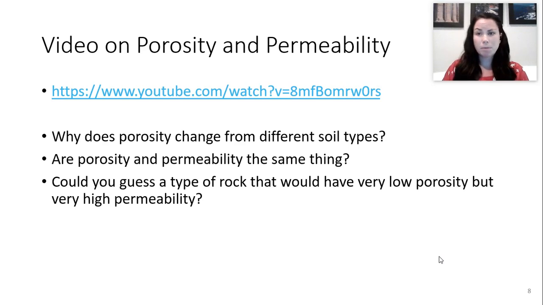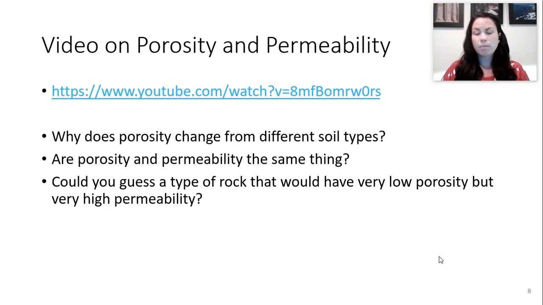Are porosity and permeability the same thing? Well, I just explained that they aren't. Remember that porosity has to do with the space between the grains, and permeability is the flow. So in that example, they talked about sand and gravel and clays, but what about a rock that would have low porosity but high permeability? What do you think that could be?